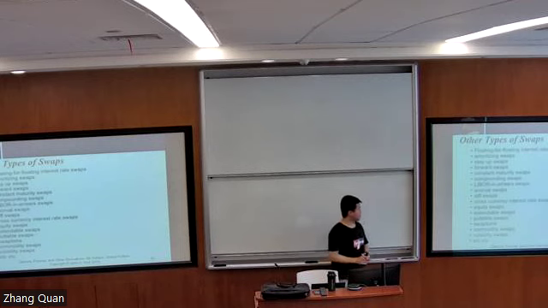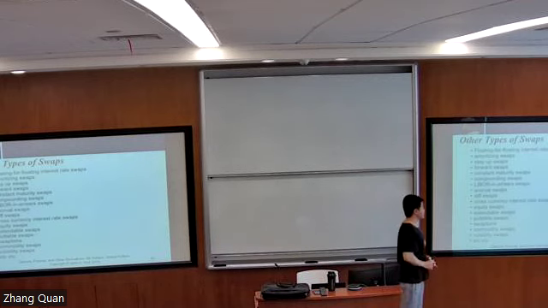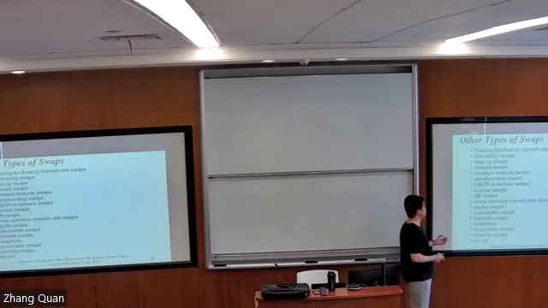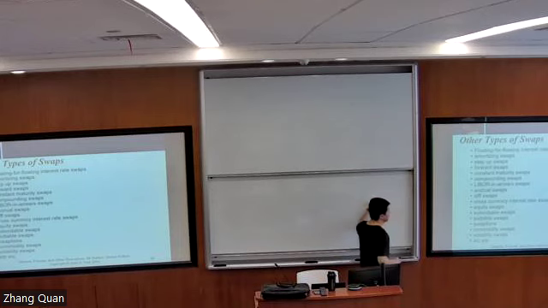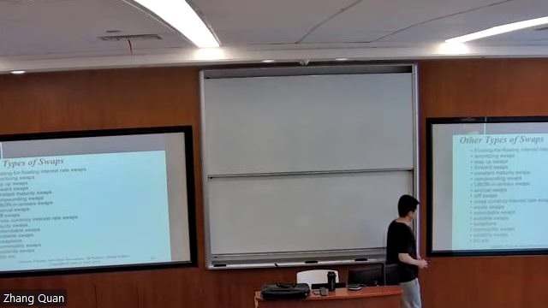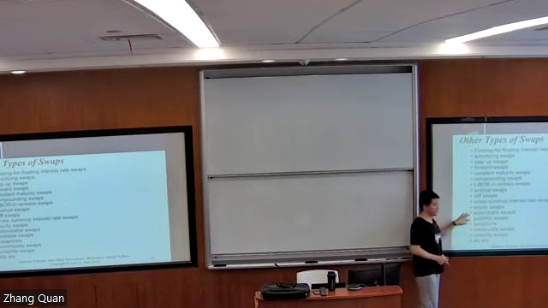Okay, other types of swaps, I won't really talk about all of them, but rather I will talk about several of them. Last time we talked about amortizing and step-up swaps. This is our pair. Amortizing basically means that the principal of the swap will decrease over time. Step-up means the principal of this swap will increase over time.